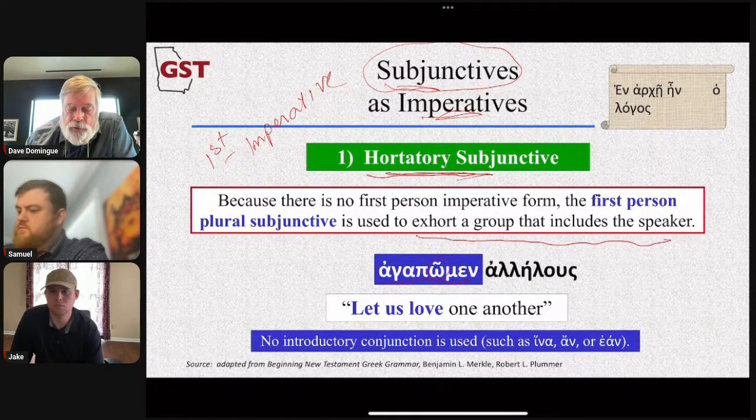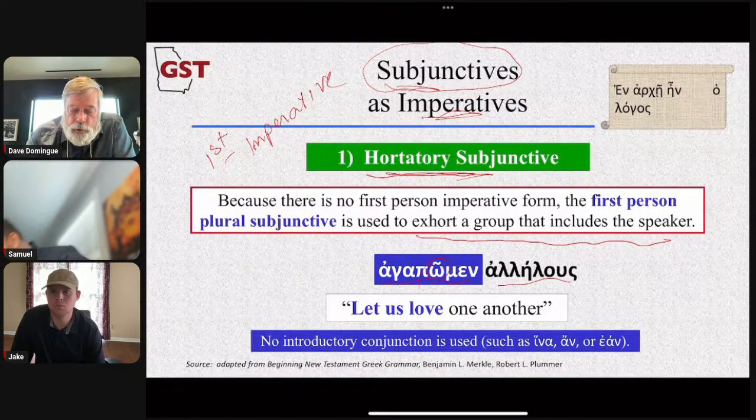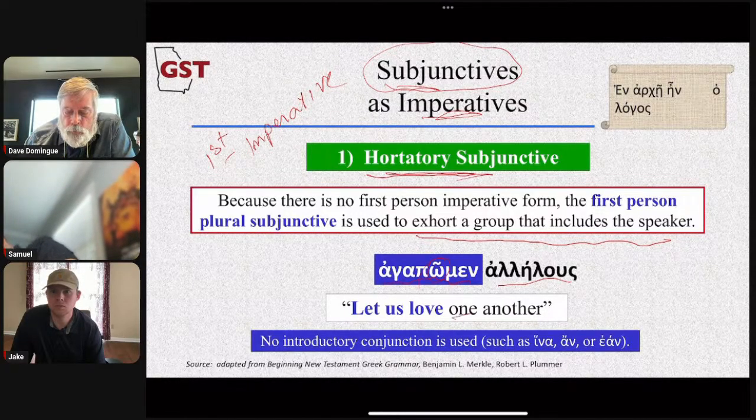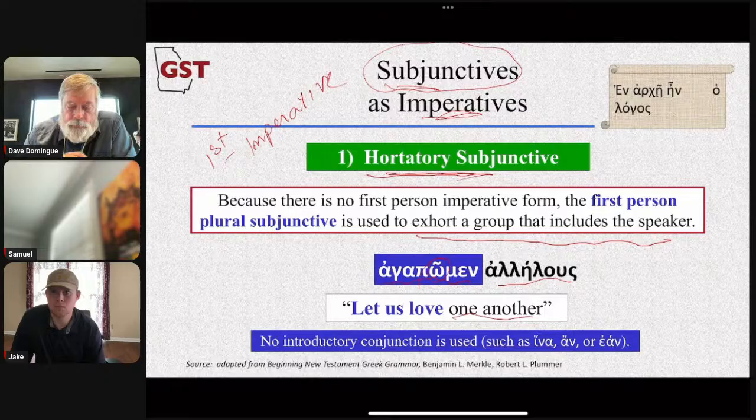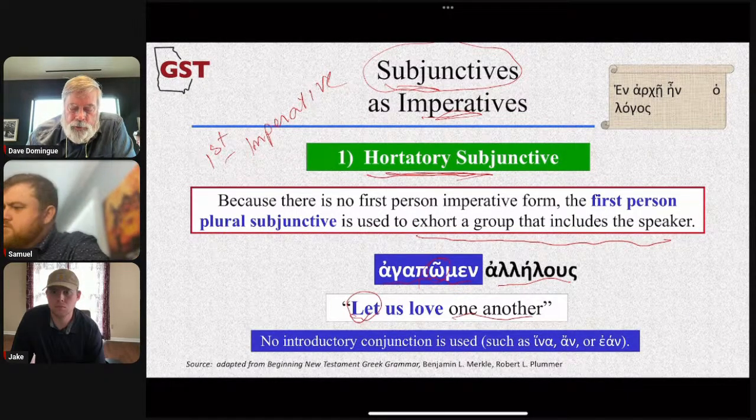Agapōmen, there's our subjunctive with the omega, allēlous. Let us love one another. It is a hortatory subjunctive. In other words, that's why it says "let us." And notice one way to know that.